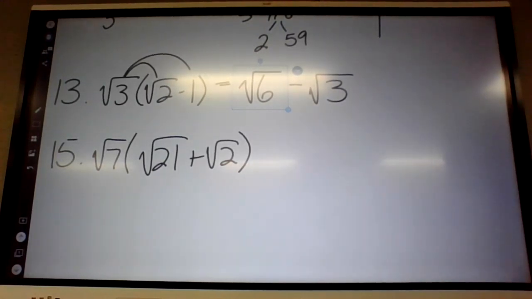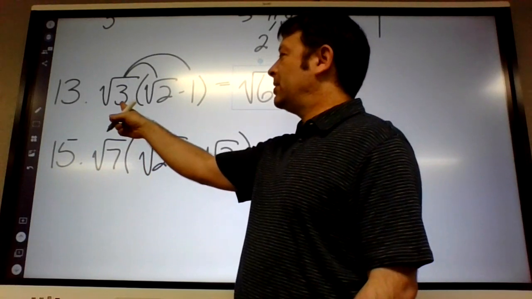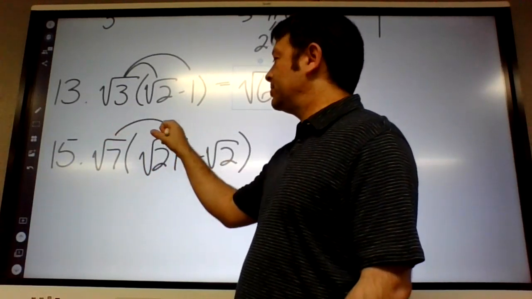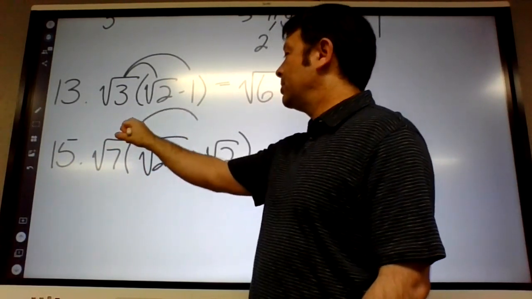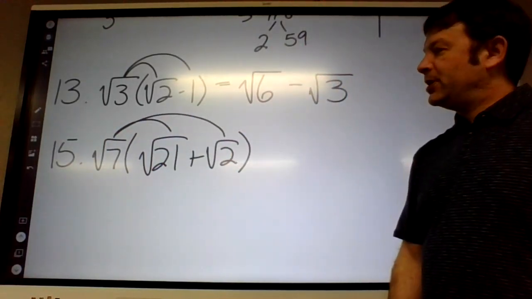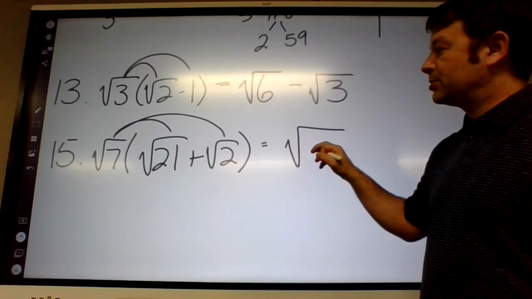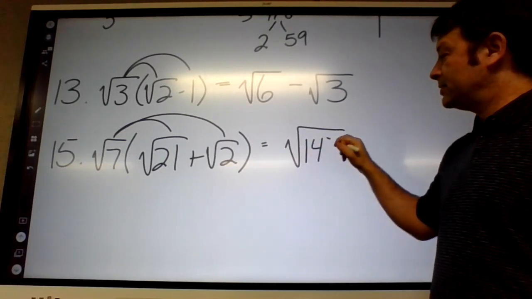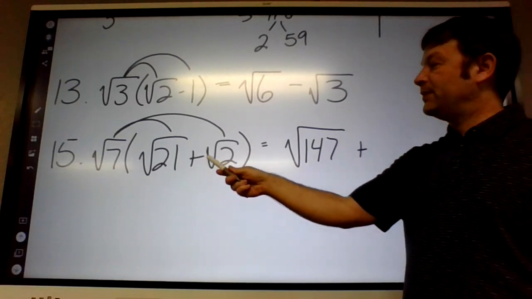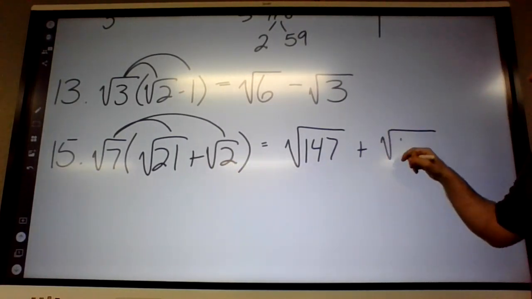Let's see. Lauren, what do you think we need to do on this one? Okay, well, it looks a lot like 13, right? This is distribute. So we're going to multiply both of those. Square root of 7 times square root of 21 would be square root of 147. Plus square root of 7 times square root of 2 is square root of 14.